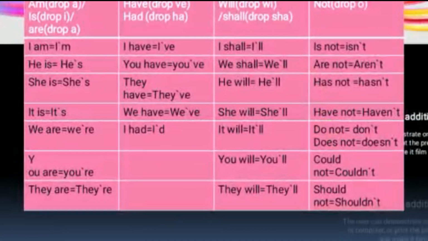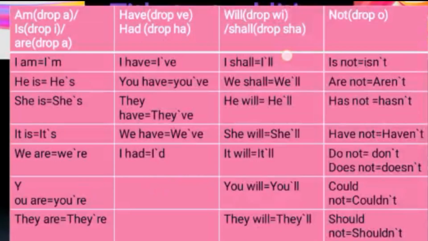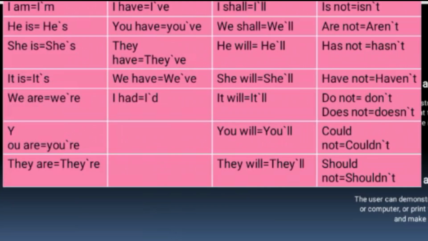So, in which words do we have to drop which letter to make an apostrophe, where omission will be used, which letter has to be omitted. For example, in am we have to drop a, in is we have to drop i, and in are we have to drop a. As you can see in the examples in the first column: I am, I'm. He is, he's. She is, she's. It is, it's. We are, we're. You are, you're. They are, they're.